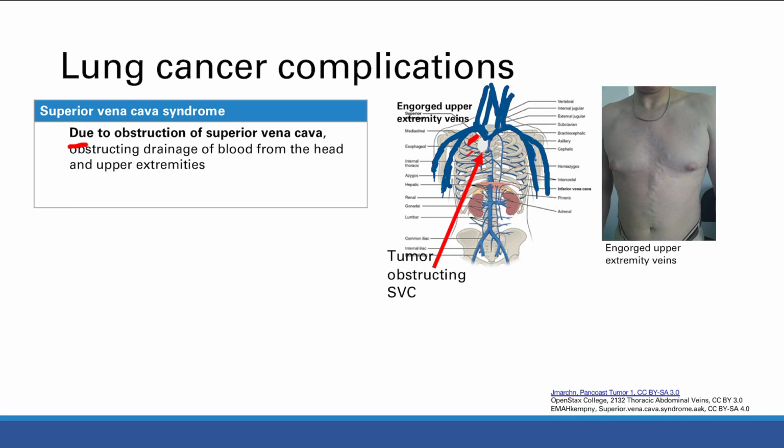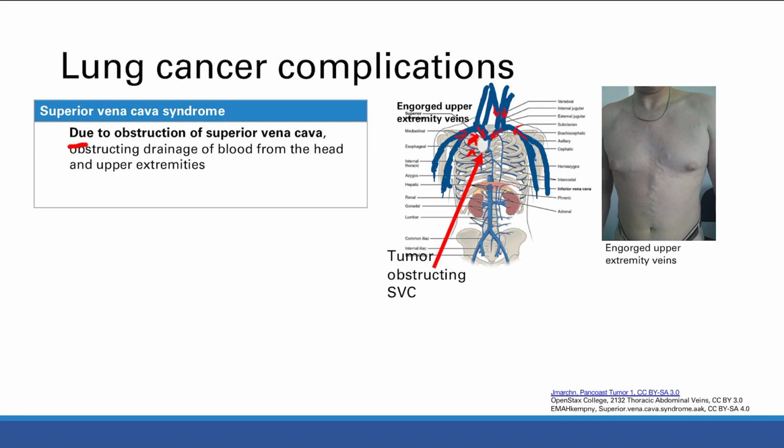So this is our tumor here. This is the vena cava. Not completely, but almost completely obstructed, as you see in this picture. And you see all these veins that are draining into the vena cava here are super dilated because they're not draining very well. So all that blood is backed up. And so you're going to see a variety of symptoms.